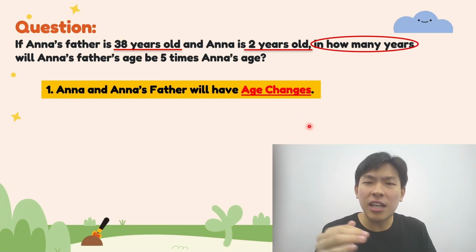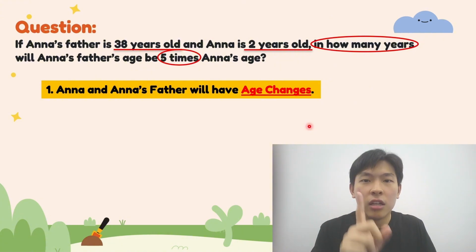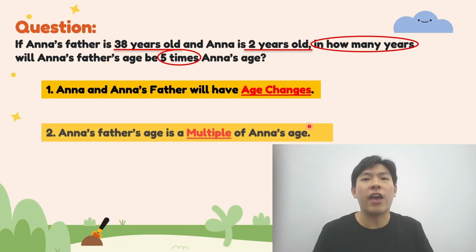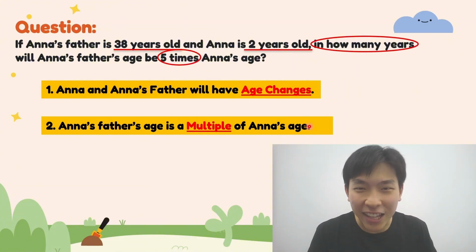Next, after some years, Anna's father's age will be 5 times Anna's age. This means that Anna's father's age will be a multiple of Anna's age. Now, how should we solve this problem? First, let's look at 2 examples.